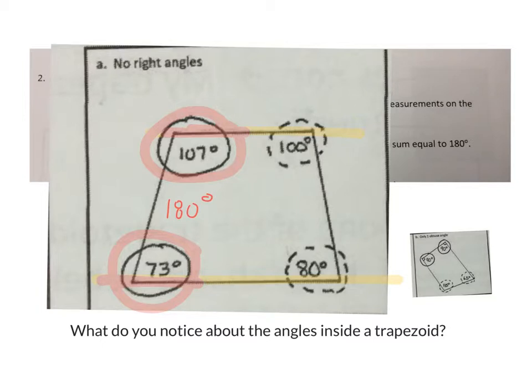Okay. Now what about over here? I have one angle touching the top parallel line and another angle touching the bottom parallel line, right? Do you see that? And what do they add up to? 180 degrees. Let's check another example.